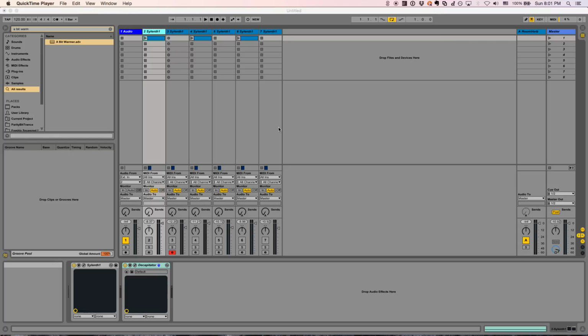Hey guys, Rob here. I was reading something about something called a sweet spot for plugins, and my mind is kind of blown right now. So I figure I'd show you guys what I learned.